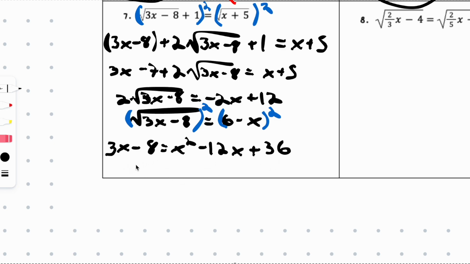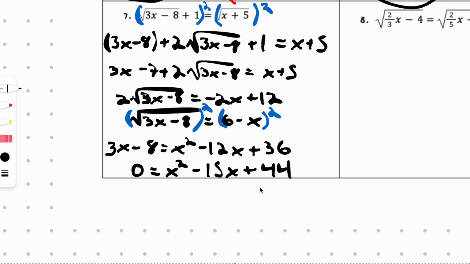At this point, I'm just going to simplify, move everything to the right side, combine like terms. We subtract 3x from both sides, we get x squared minus 15x. Add 8 to both sides, we get plus 44.